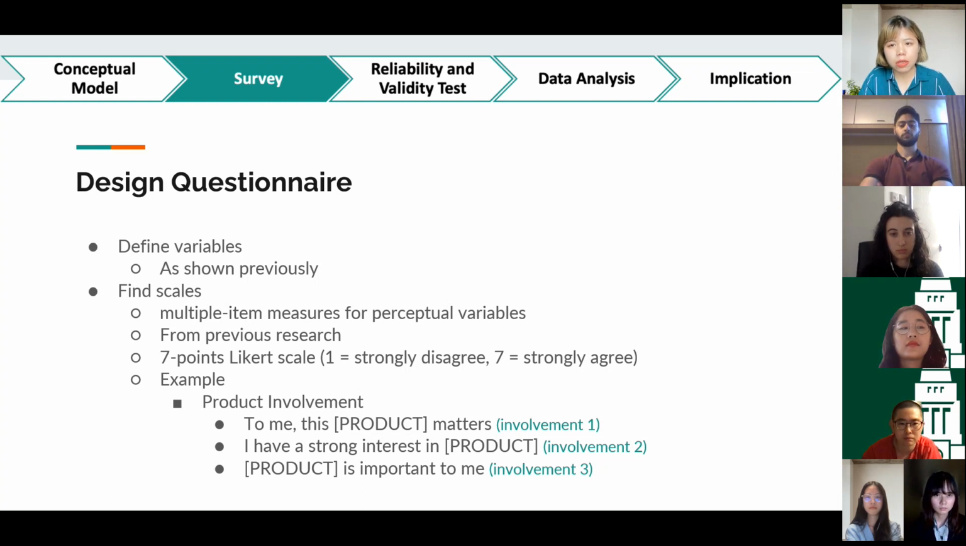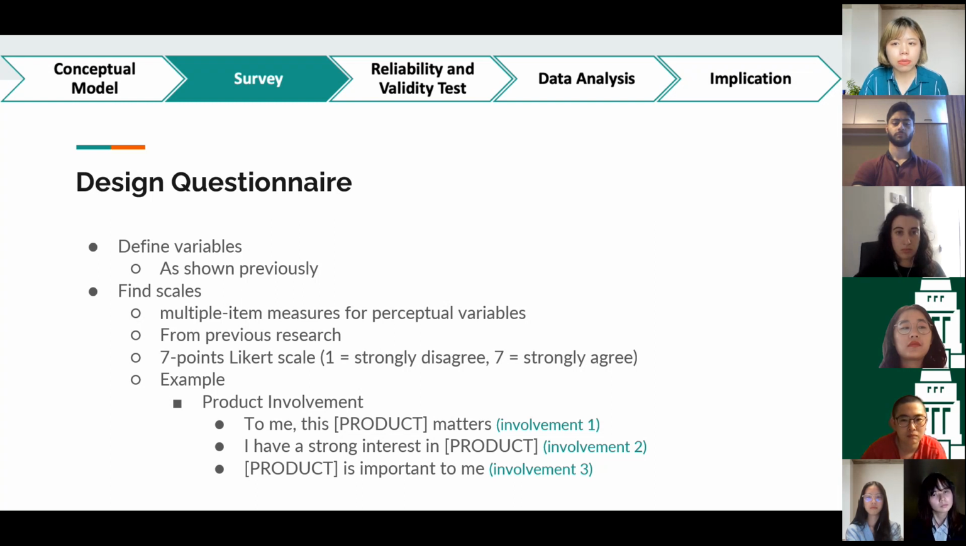We will be creating multiple questions, or say items, to measure them. The questions will be sourced from our previous project or some academic references. Each question will be answered on a 7-point Likert scale, which means customers will be choosing from 1 to 7, where 1 means strongly disagree and 7 means strongly agree.